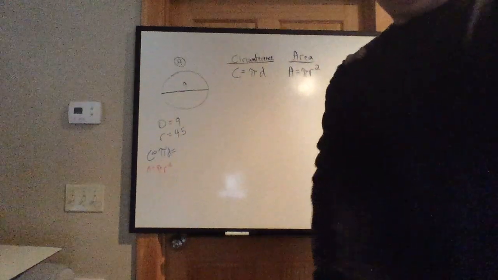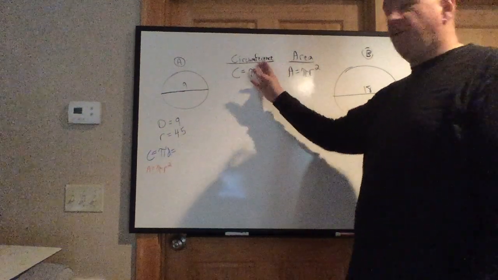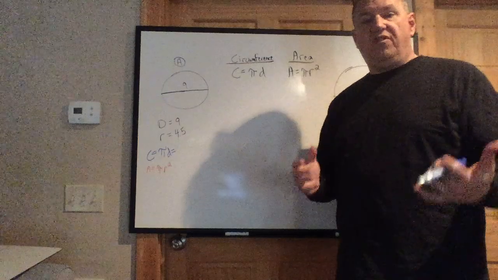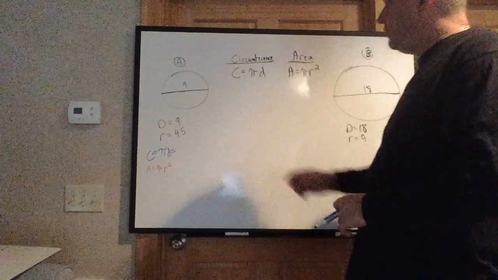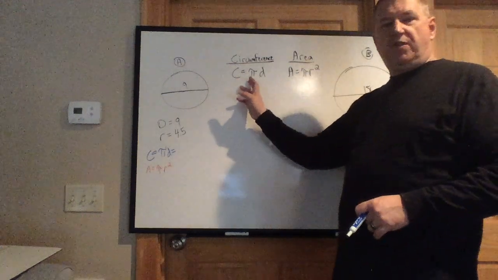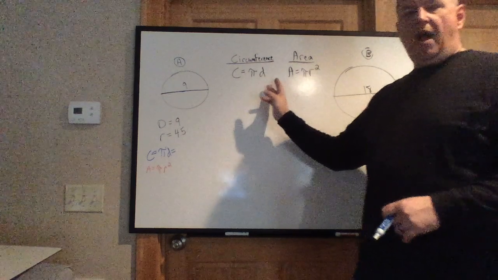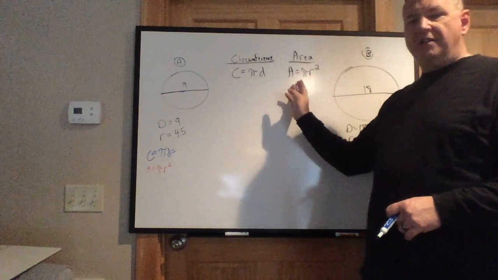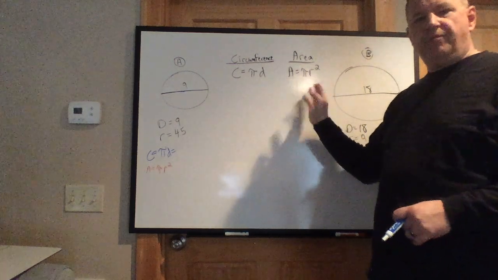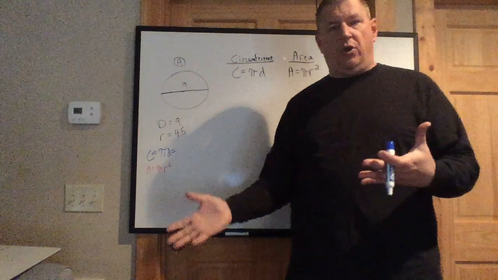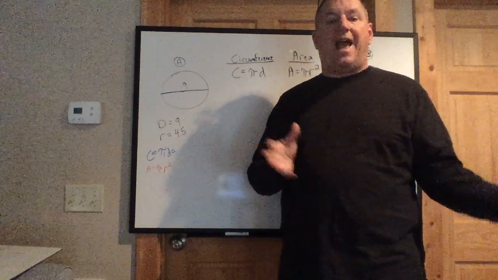Okay, so for today's video, we're going to talk about the circumference and the area of a circle. So our circumference formula: circumference is equal to pi times the diameter. Our area is equal to pi times the radius squared. Now the relationship between the diameter and the radius is that the radius is half of the diameter.